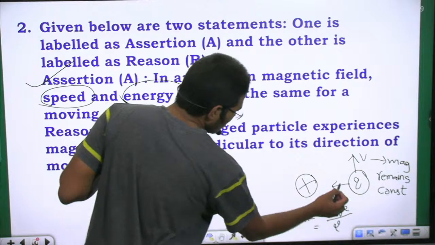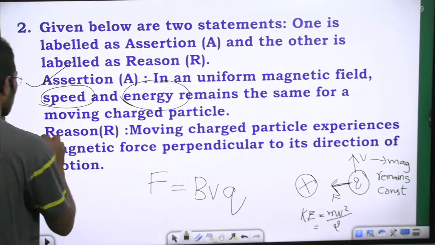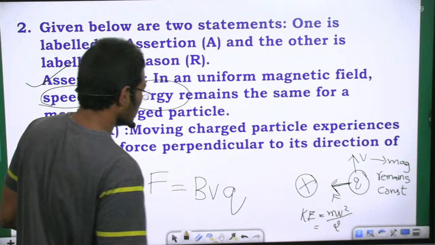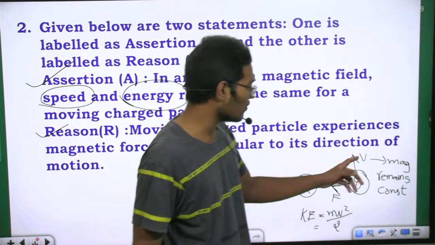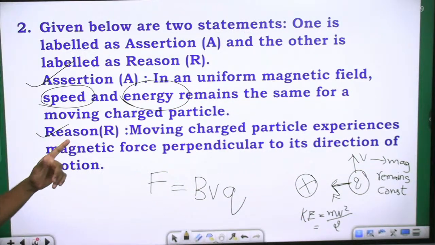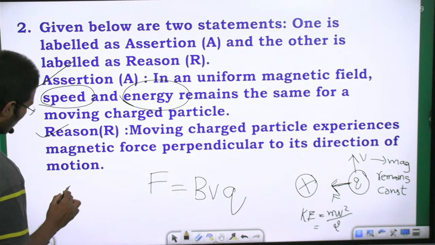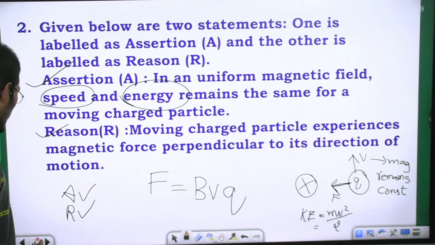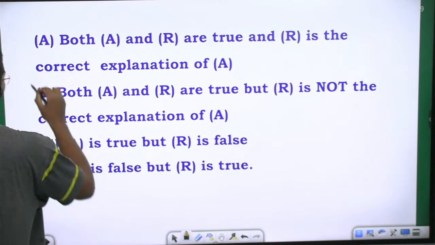So the force will be perpendicular to the direction of motion. Correct. And it is also the correct reason, because as the force is perpendicular, the magnitude of velocity is not changing. So the speed and energy remain constant. So both assertion correct, reason correct, and it is also the correct explanation. So assertion and R are true and R is the correct explanation.